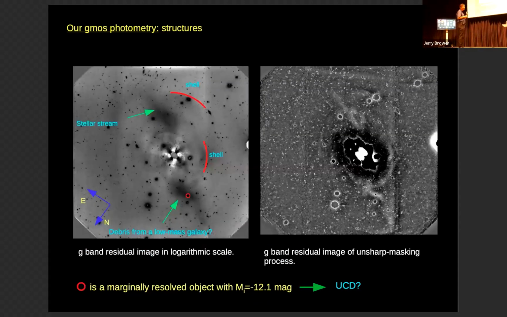Okay, we subtracted the light of the galaxy in our GMOS image, and we studied the low surface brightness structure. We detect these shells and some other structures like a stellar stream, and we note that this structure here looks like an object being destroyed. So we used the unsharp masking technique, and we found that this object is the same, and in the center of this possible object, there is a marginally resolved object with properties consistent with the nucleus of an early type galaxy. So we think that we are seeing here the process of destruction of a low mass galaxy in the halo of 1700.